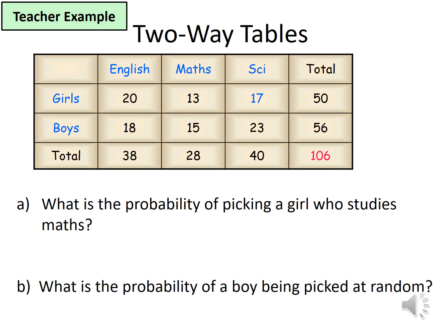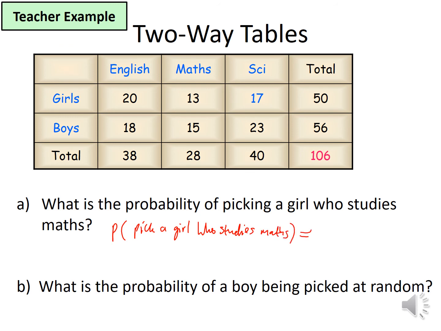Okay, so in the previous slides we just filled out the two-way table with the missing values, but now we're going to calculate some of the probabilities. So the first one, the probability of picking a girl who studies maths.